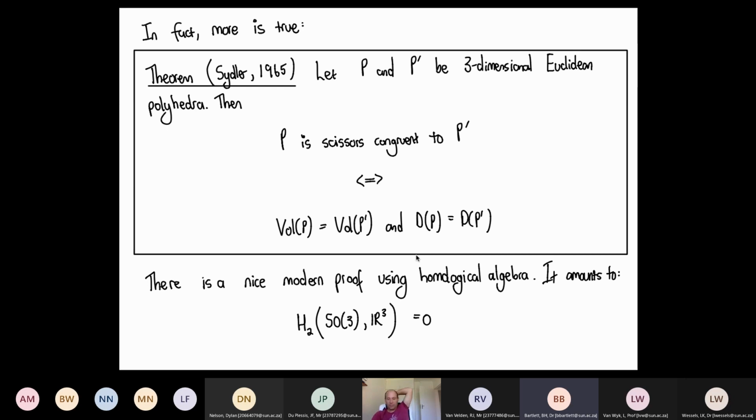And there's a nice modern proof of this using homological algebra. And it amounts to the following statement. Those of you who know a little bit of abstract maths, I'm just throwing this out there for you. You need to compute the second group homology of the group SO3 with coefficients in R3. And it turns out that this statement is equivalent to saying that this second group homology is zero. And yeah, there are tools to compute this second group homology. It's still quite a long calculation, but at least it can be phrased in this more invariant way.